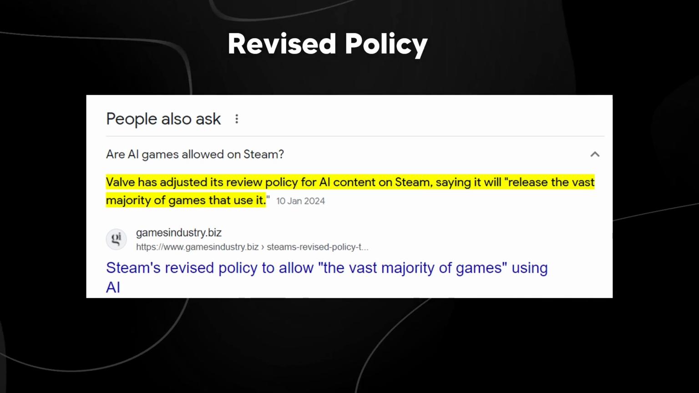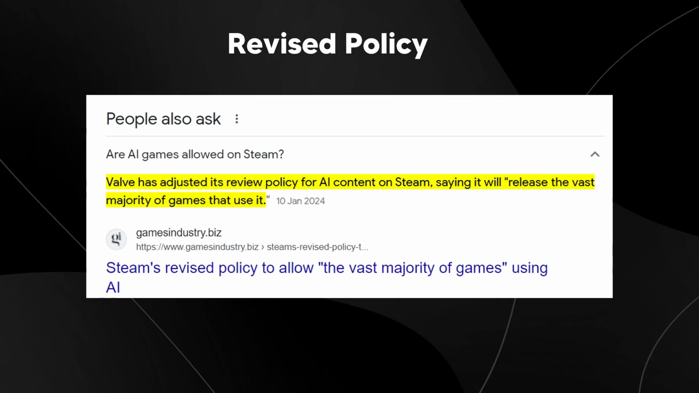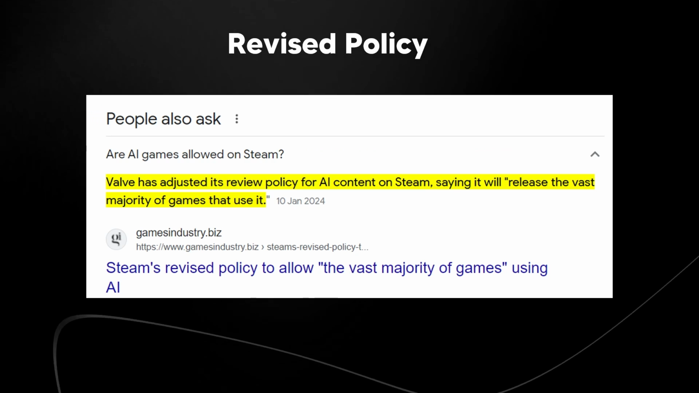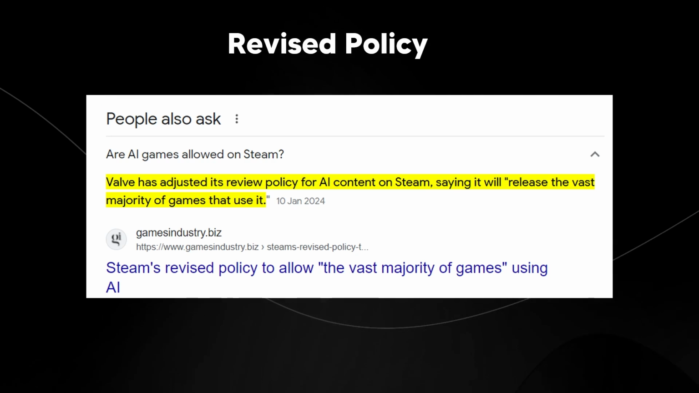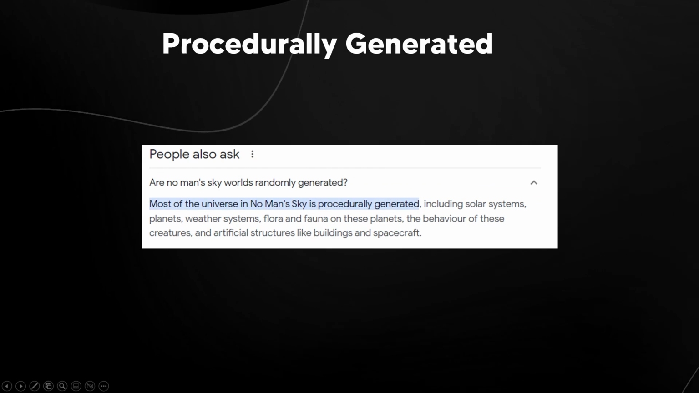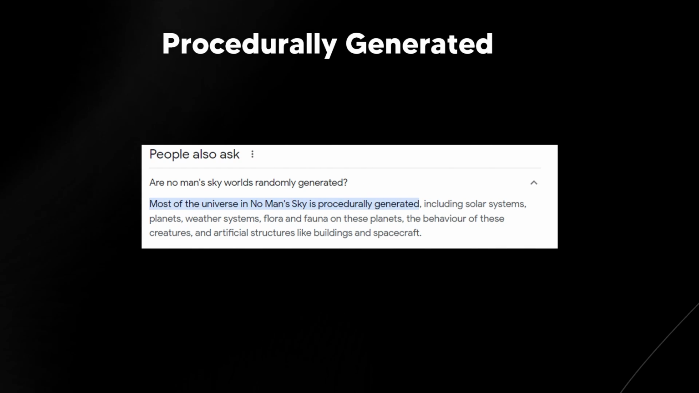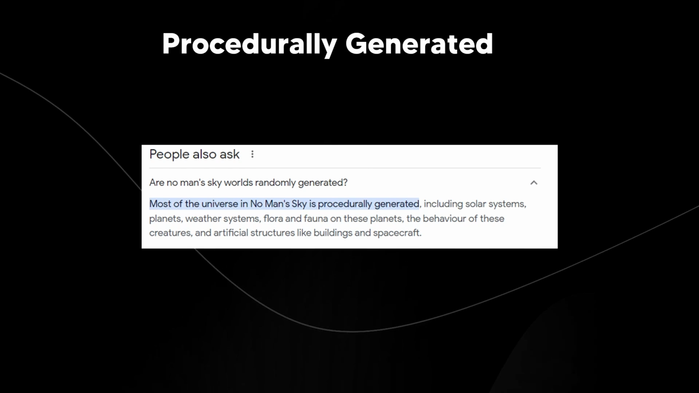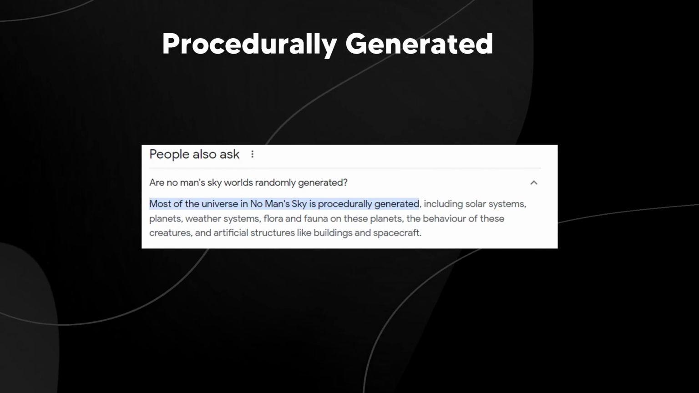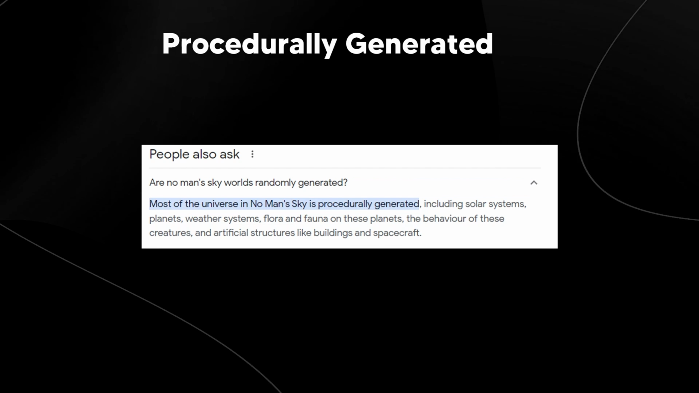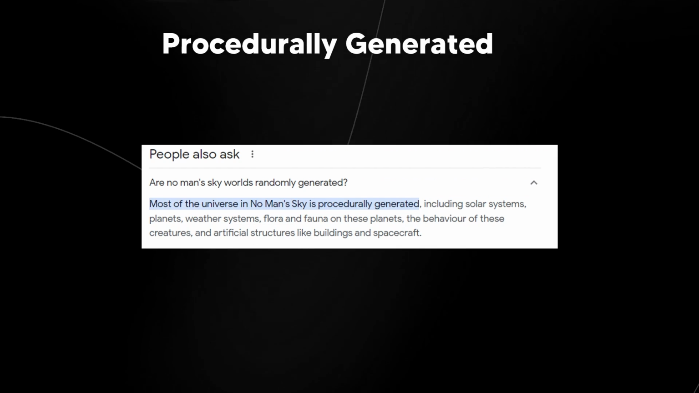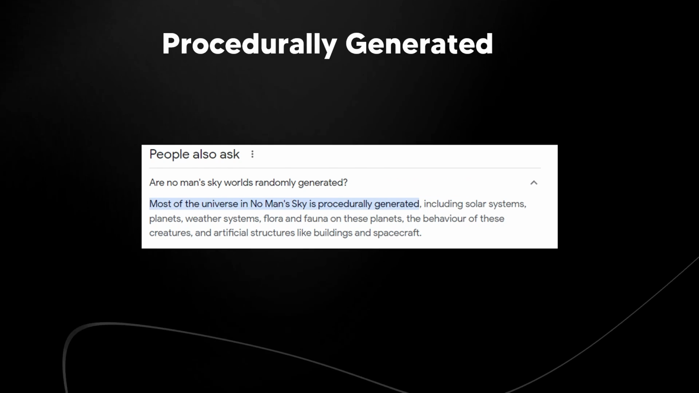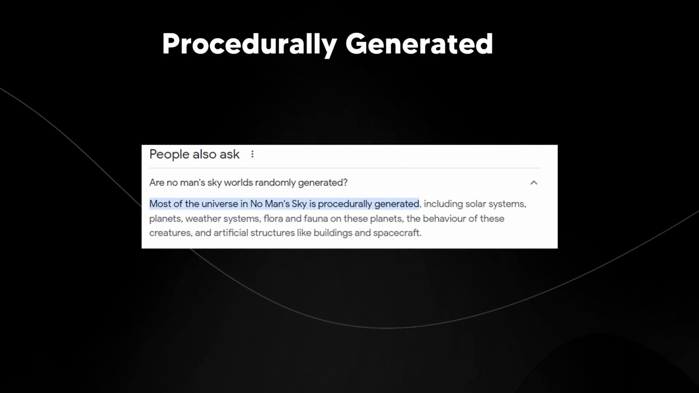And whatever game does manage to capture the collective conscience of the gamers will most certainly reap the rewards, because we haven't truly seen a game that is truly generative just yet. There was a game that was kind of generative. It was procedurally generated, and this is the game called No Man's Sky. It was procedurally generated, including solar systems, planets, weather systems, flora and fauna on these planets, the behavior of these creatures, and artificial structures like buildings and spacecraft. But I do think that this was a while ago, and the technology that they're using was quite out of date compared to the tools that we now have available.